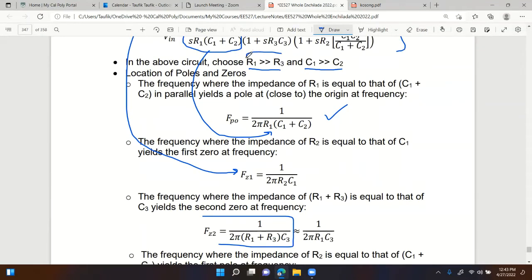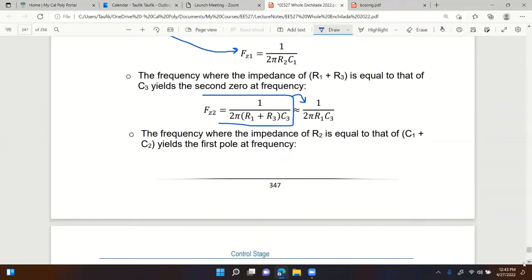Because over here at the beginning, I put the condition that in order to ensure that the zeros occur before the poles, you need to have R1 much larger than R3 and C1 much larger than C2. Since R1 is much larger than R3, this equation right here is approximately equal to 1/2 pi R1 C3. Any question on this?